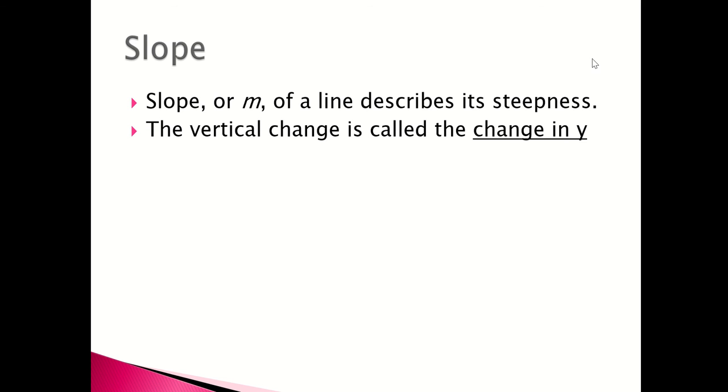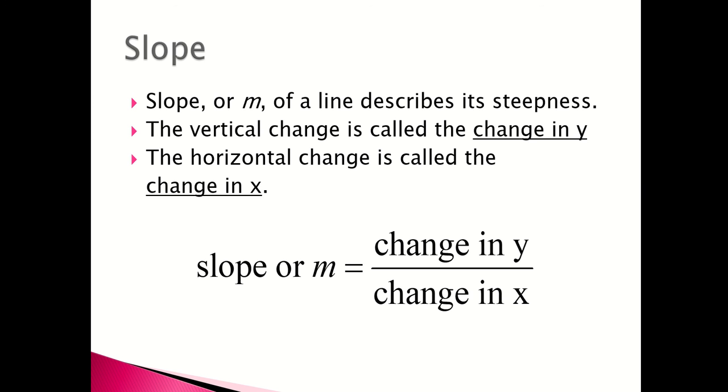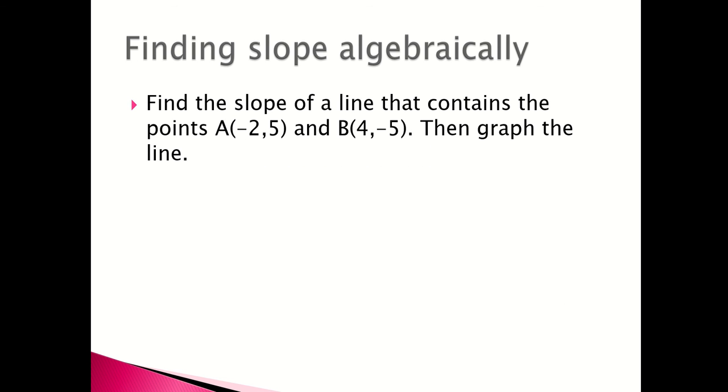The vertical change is called the change in y, or rise. The horizontal change is called the change in x, or run. Now we have a formula for this, change in y over change in x. And we're going to put some numbers to this in just a moment. So finding the slope algebraically. Find the slope of the line that contains the points A (negative 2, 5) and B (4, negative 5). Then graph the line.